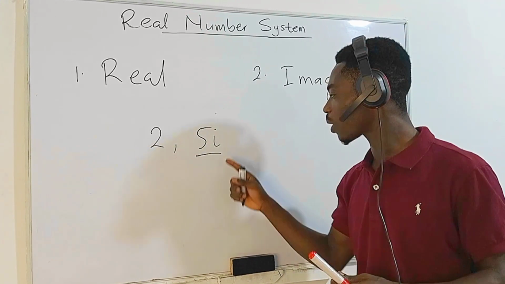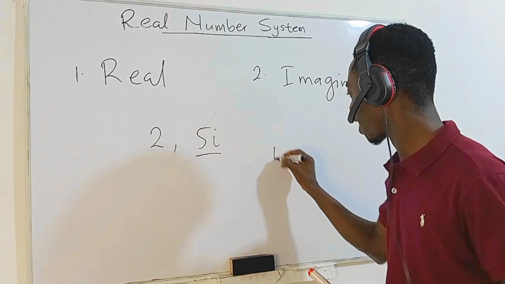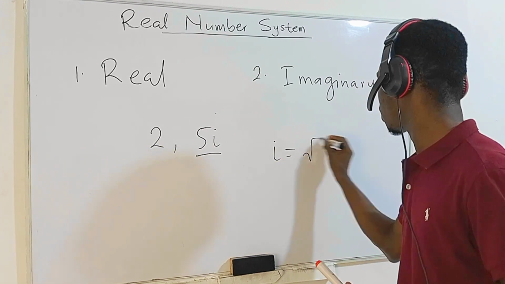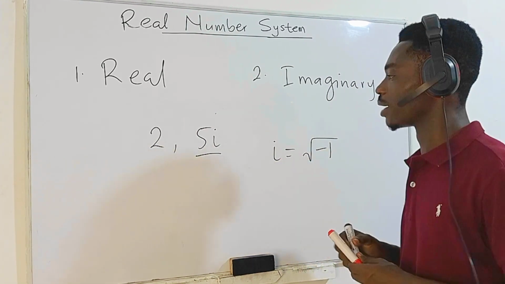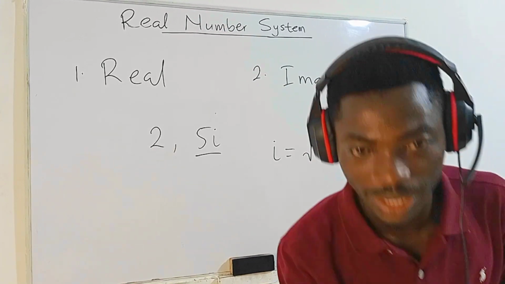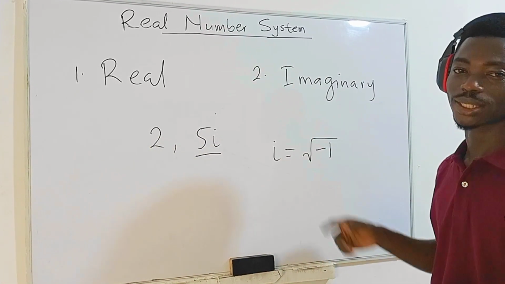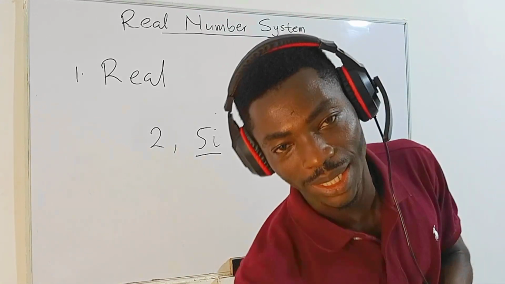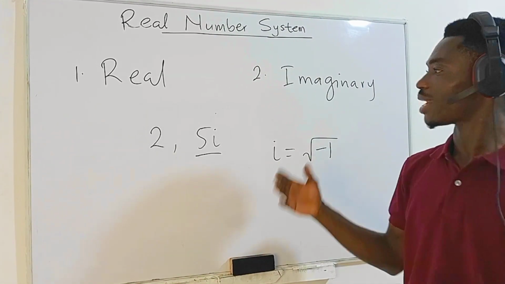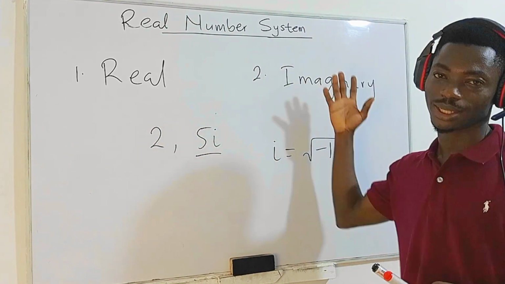Now, if you are wondering what this i is, i is basically the square root of -1. If you use a normal calculator, just like what I have right here, to compute this, it is basically going to give you a math error, meaning that the number is not real but imaginary.